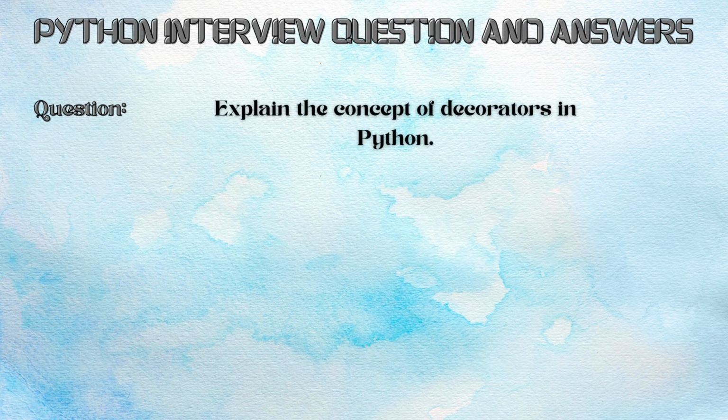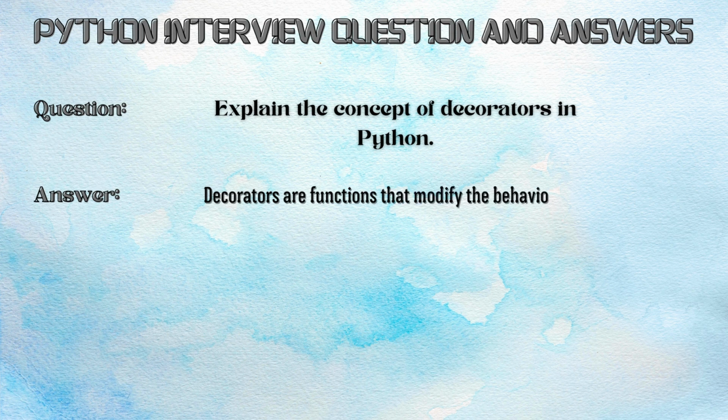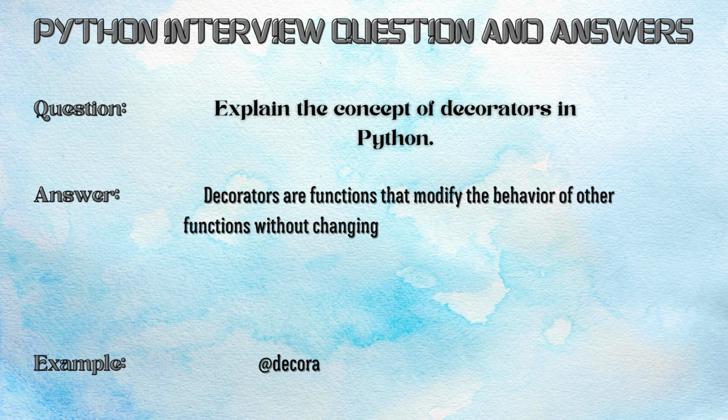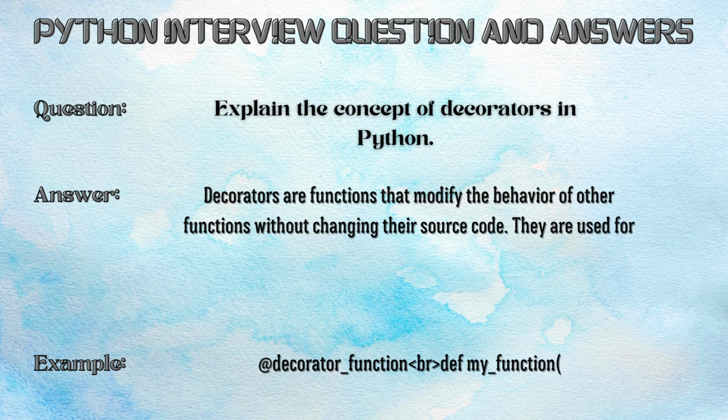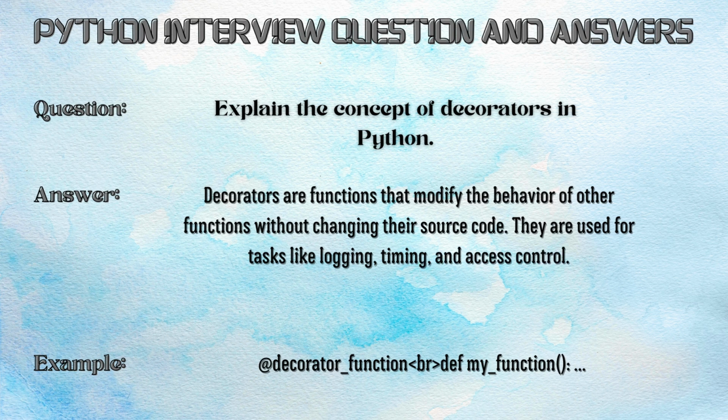Explain the concept of decorators in Python. The answer is, decorators are functions that modify the behavior of other functions without changing their source code. They are used for tasks like logging, timing, and access control. For example, a decorator function, then def my_function.